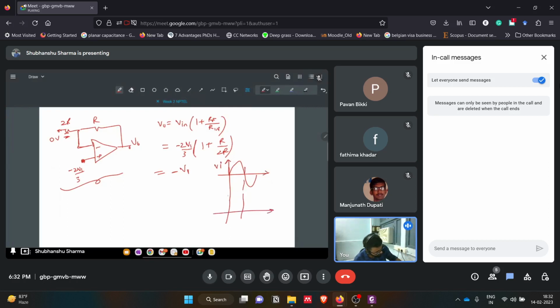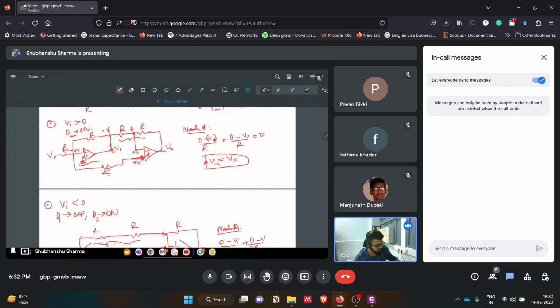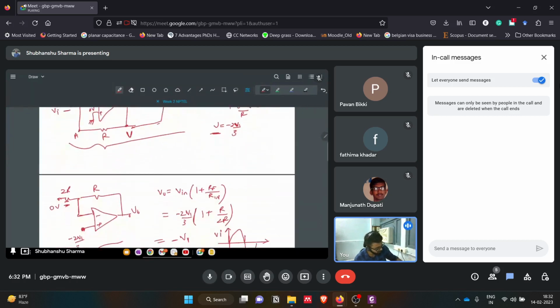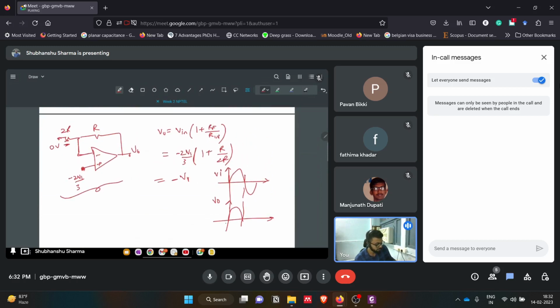If we say V output, then in the positive cycle we get V in equals V naught, as it is. But in the negative cycle we get negative, or negative, so it will also be positive. So it will be like this.